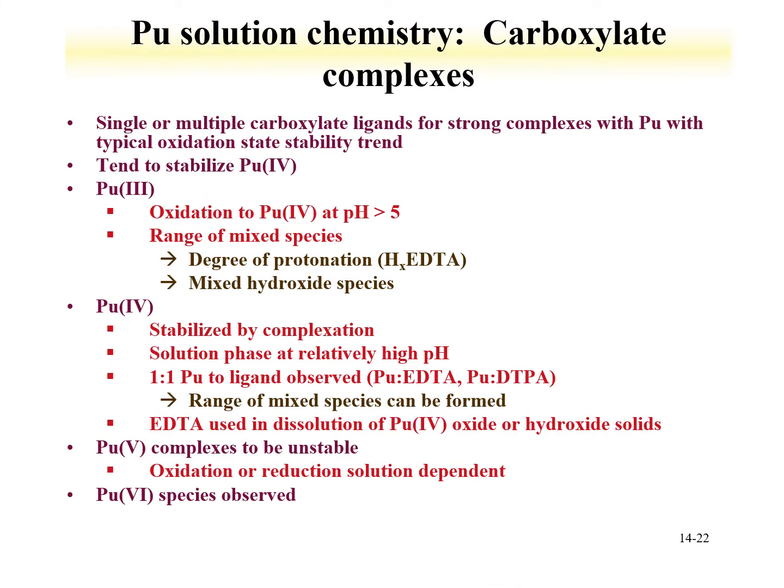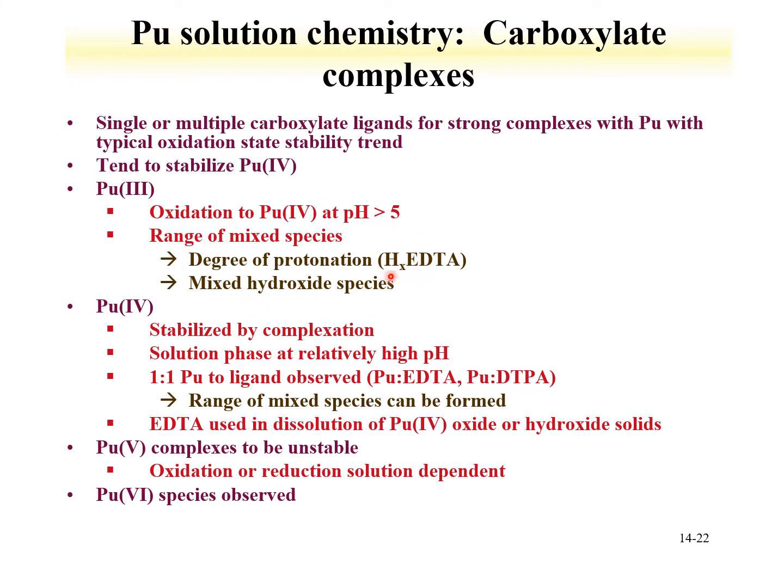Carboxylate containing organic acids are also important plutonium species. You can get single or multiple carboxylate ligands. They can form strong complexes with plutonium, and they have the typical oxidation state trend. For plutonium, they tend to stabilize the tetravalent states. So for plutonium-3, if you form carboxylate complexes, you will get oxidation of plutonium from the 3 to the 4, and you can get a range of mixed species.